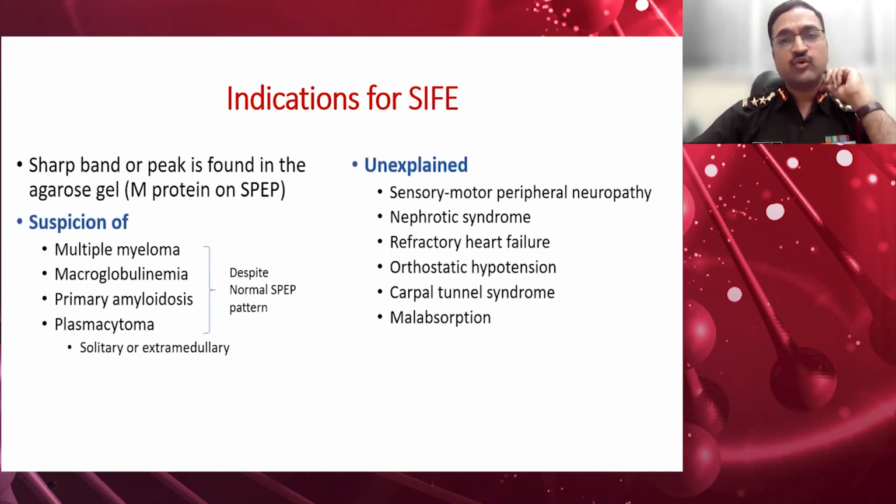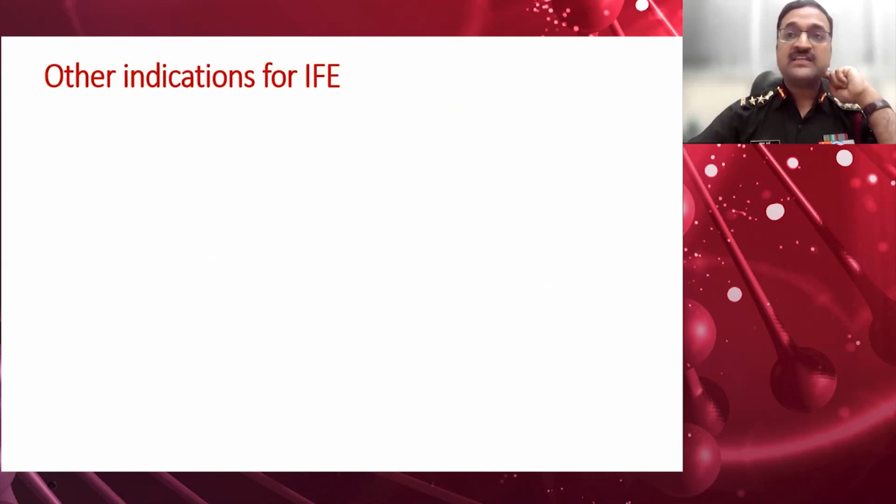And second, other than those symptoms and physiology that we have seen, wherein there are unexplained signs and symptoms, additionally, those individuals who have refractory heart failure, orthostatic hypertension, carpal tunnel syndrome, or malabsorption. Now, all these four are actually features of amyloidosis. So, in those individuals, we can do immunofixation, even with patients with normal protein electrophoresis. Now, there are some other indications other than these labeled indications for immunofixation.